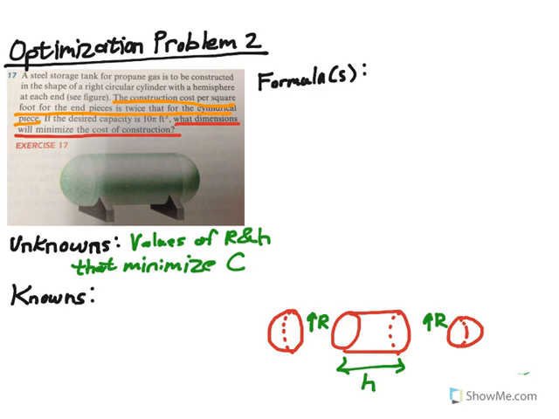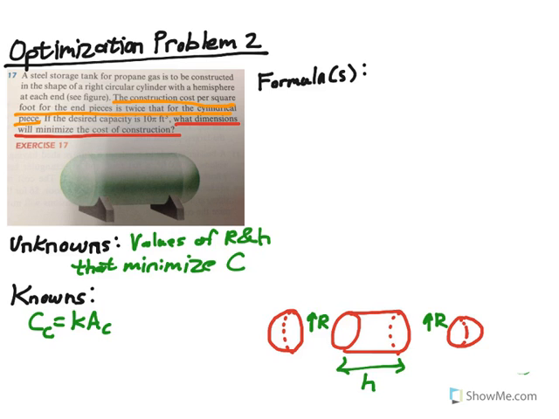So we're going to have two different cost functions, one for the end pieces and one for the cylindrical piece. So let's look at the cost of the cylinder. It's going to be some constant K that represents the cost per square foot times the area of that cylinder. And for the area of the cylinder, we're only going to use the walls. We are not going to use the end caps. So we do not use these sides of the cylinder in order to calculate the area.